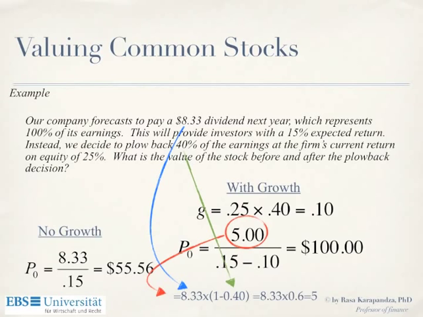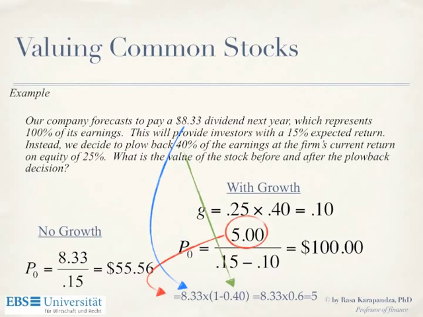So this is how we get to this number 5. If the company decides to reinvest 40% of its profits every year, then it will grow at a rate of 10%, and then the price of this share should be $100. If there is no growth, the price is $55.